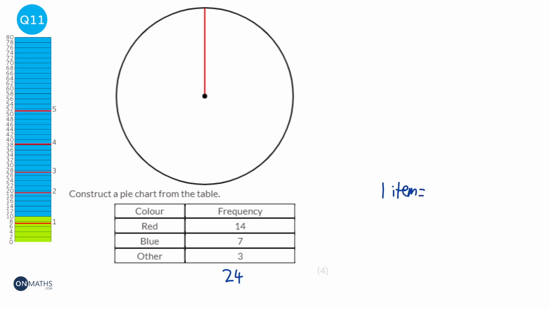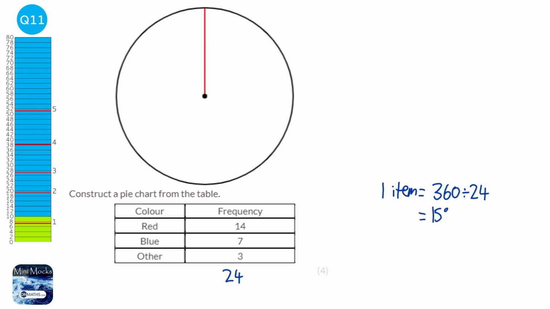So one item is going to be, well, there are 360 degrees in a circle, and there are 24 items. So we're going to do 360 divided by 24, and that gives us 15 degrees. So each item is worth 15 degrees, or will take up 15 degrees.